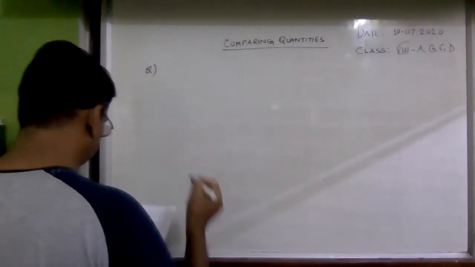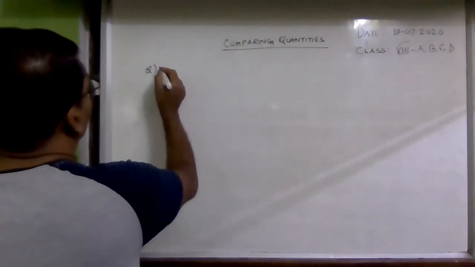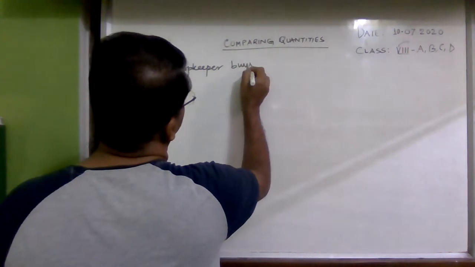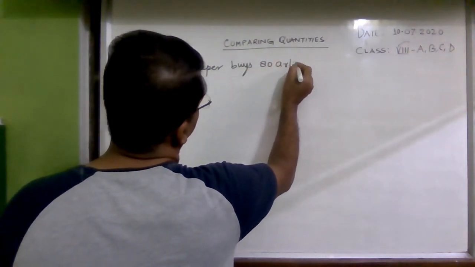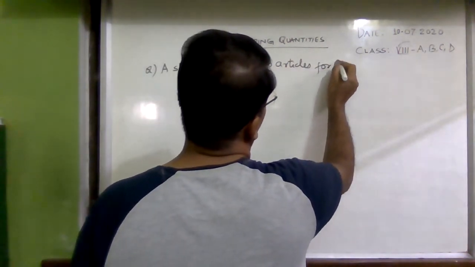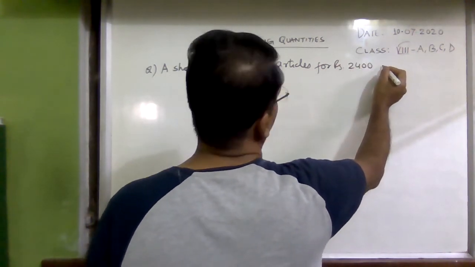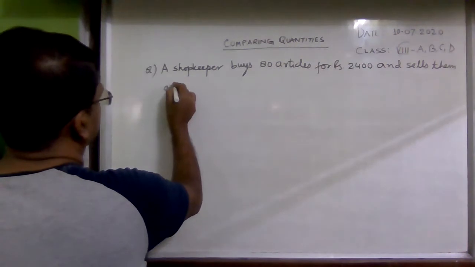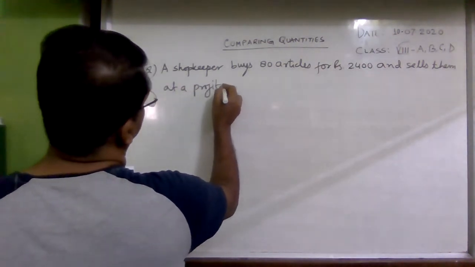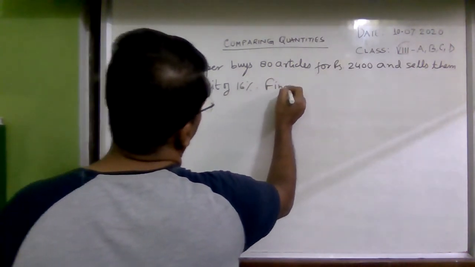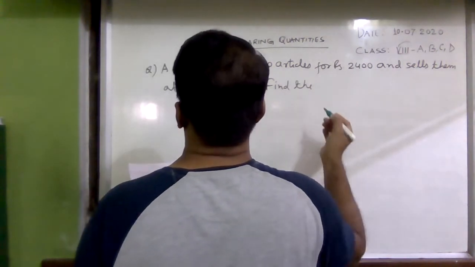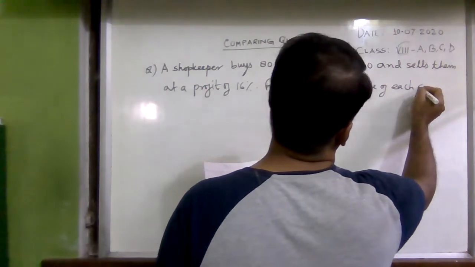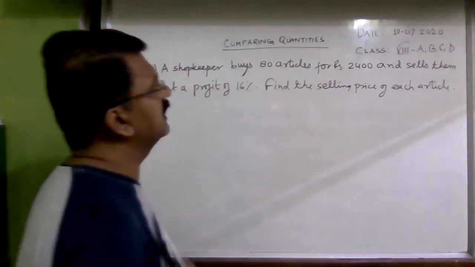Next question. A shopkeeper buys 80 articles for rupees 2400 and sells them at a profit of 16%. Find the selling price of each article.